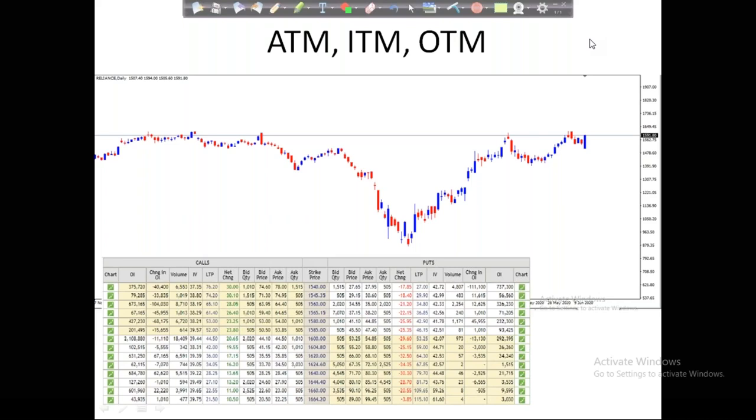Okay, put OTM, outside. Suppose we are bearish and expecting that price will drop from this area. At that time, all strike prices below the current price, in a put direction, are OTM, out of the money. Put side, and on the call side, above is OTM. We'll clear everything.